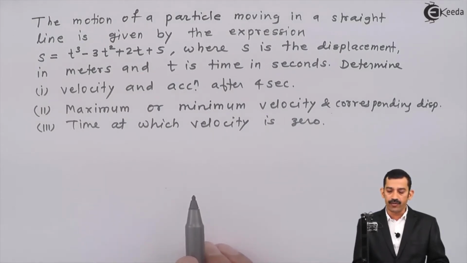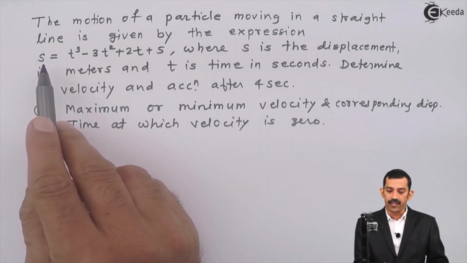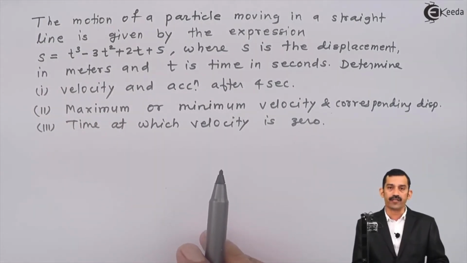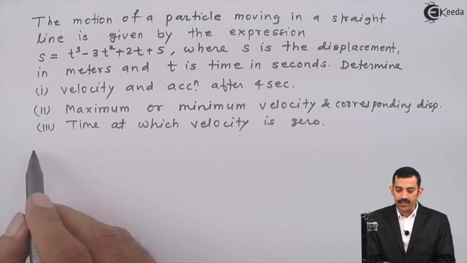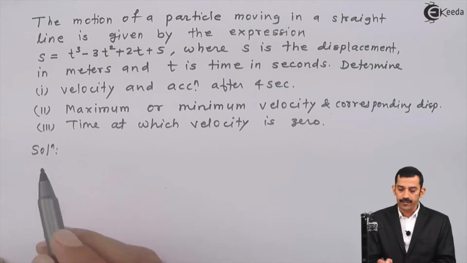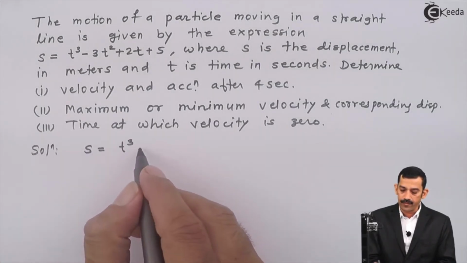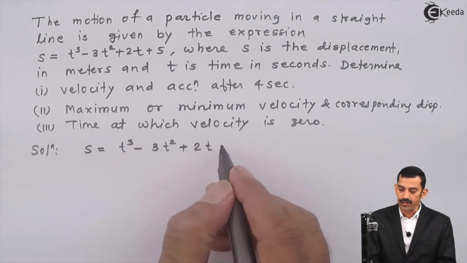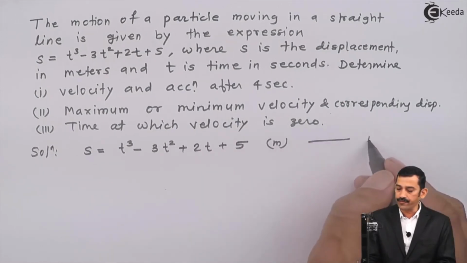Third, time at which velocity is 0. In this problem, first the expression is given, that is for displacement, s equal to t cube minus 3t square plus 2t plus 5. That means we start from this relation, s equal to t cube minus 3t square plus 2t plus 5. Say this one is equation number 1.